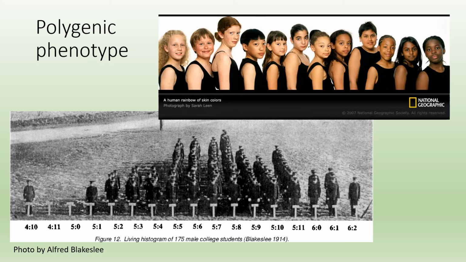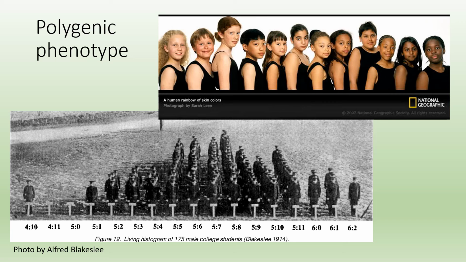This is what we call a polygenic phenotype. This is the most common mechanism of phenotypic diversity in us. And this occurs when multiple genes affect one phenotype. So I've got two examples here where it's very, very easy to see this polygenic phenotype.